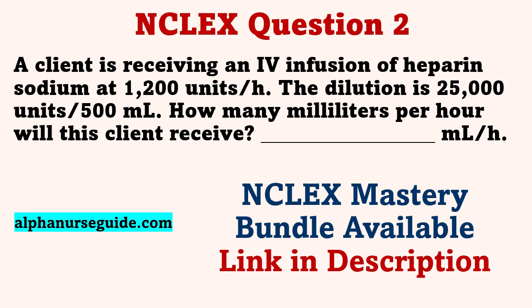Next, calculate how many milliliters the client receives per hour. Since the client is receiving 1,200 units per hour and there are 50 units per 1 milliliter, we divide 1,200 by 50, which equals 24. So the client is receiving 24 milliliters per hour.